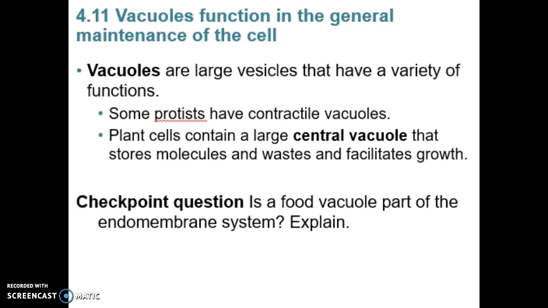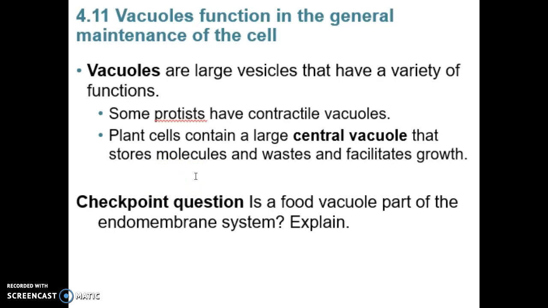The vacuole is a large vesicle and it can have various functions. In some protists, remember protists are the unicellular but eukaryotic cell type, some protists have contractile vacuoles. As the name suggests, a contractile vacuole can contract and expel its components. Plant cells have something that we call a central vacuole. It stores molecules and waste and facilitates growth. You won't see a central vacuole in an animal cell. This is a unique characteristic of plant cells.